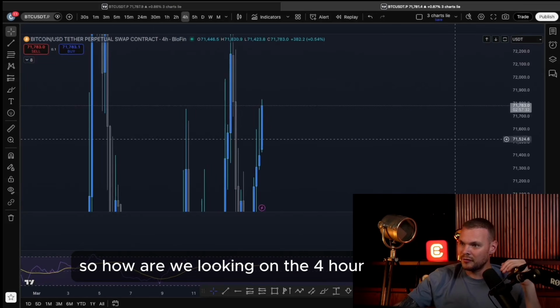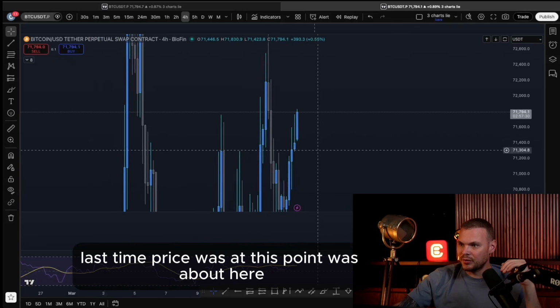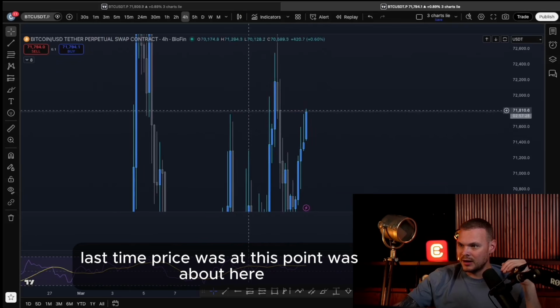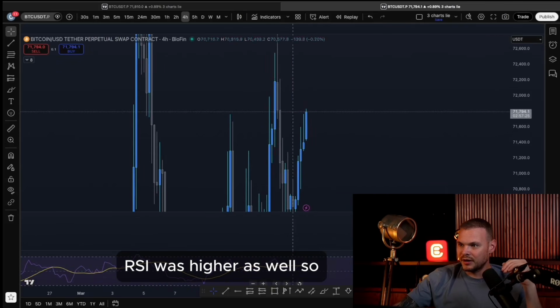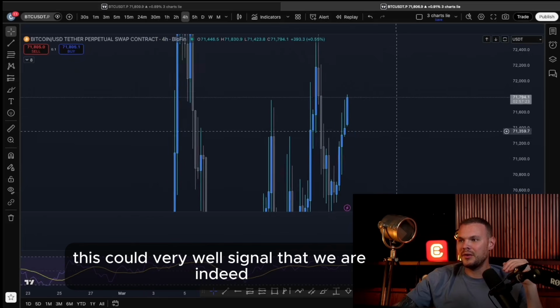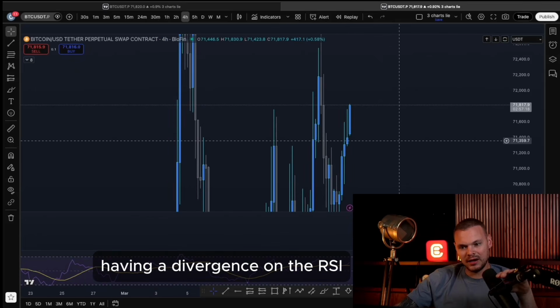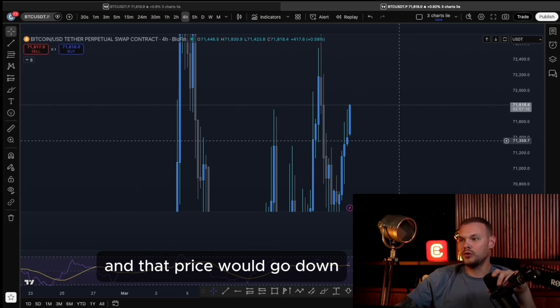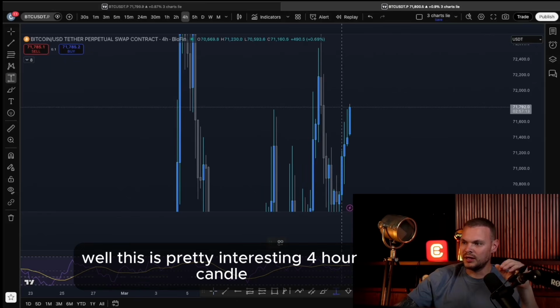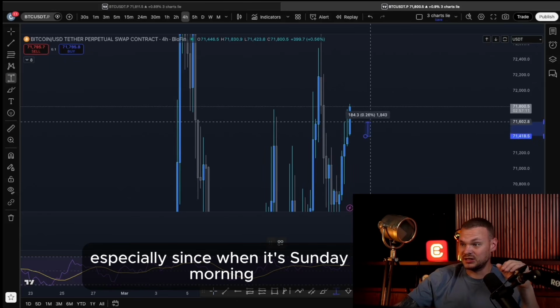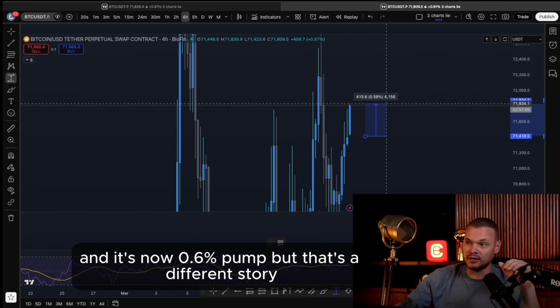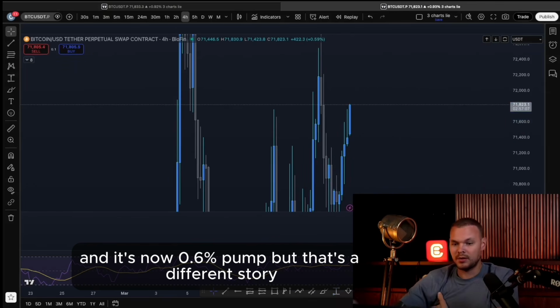How are we looking on the 4-hour? Last time price was at this point was about here. RSI was higher as well. So this could very well signal that we are indeed having a divergence on the RSI and that price would go down. Well, this is pretty interesting 4-hour candle, especially since we're in a Sunday morning and it's now a 0.6% pump, but that's a different story.